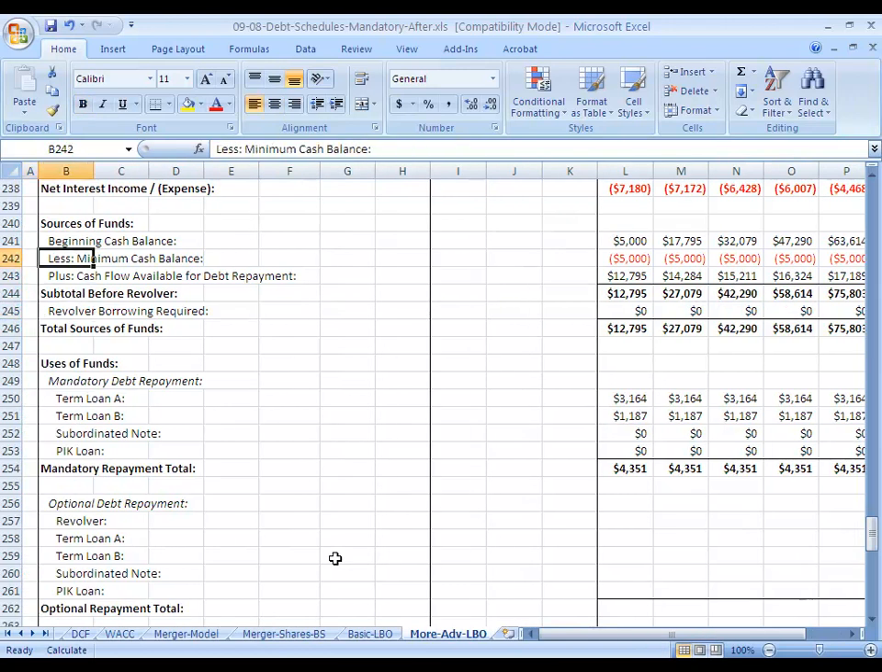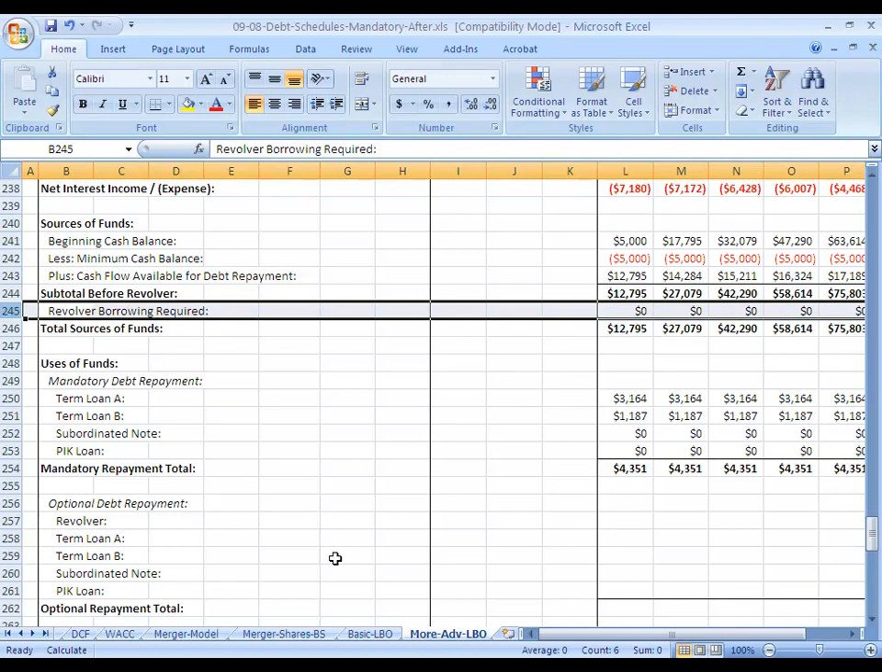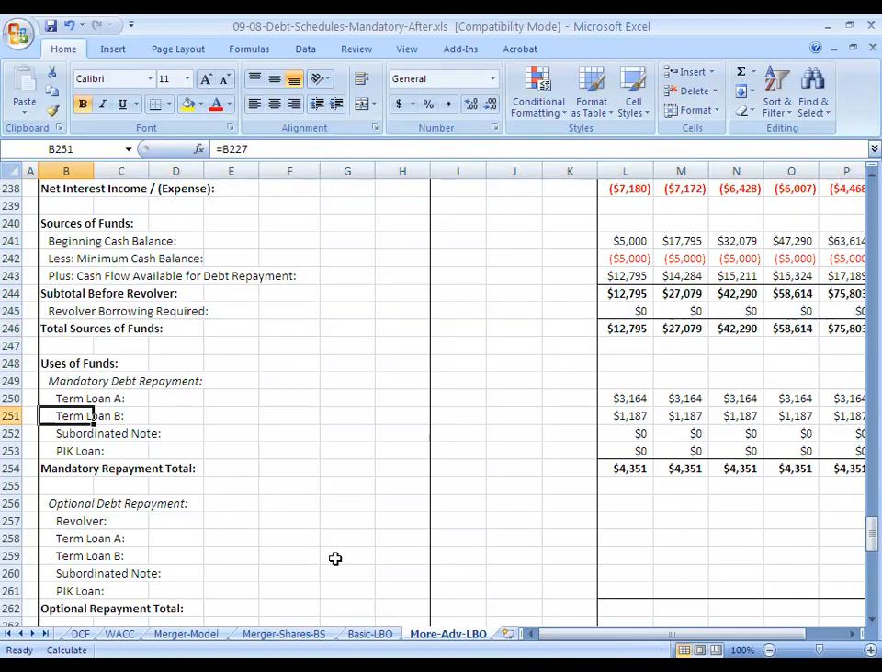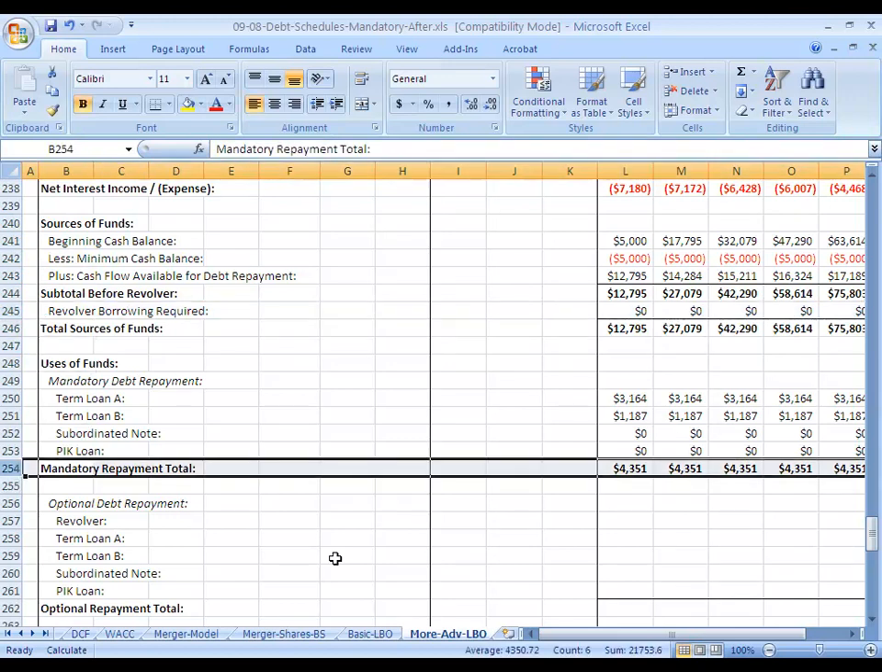So that's how we set up our mandatory debt repayment in these debt and interest schedules. Hopefully you have a better idea now of the principle behind this, simply looking at how much cash flow is available, calculating the mandatory repayment based on the existing debt or on the annual repayment amount, and then seeing if there's any revolver borrowing required by comparing your cash flow, how much you can actually use to repay debt, to how much debt you actually have to repay each year.